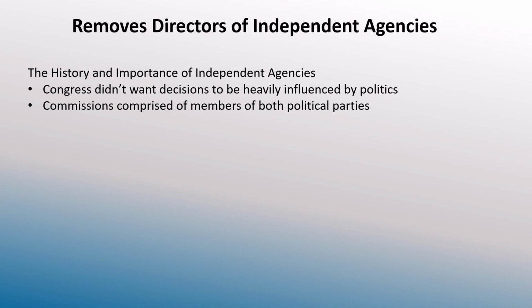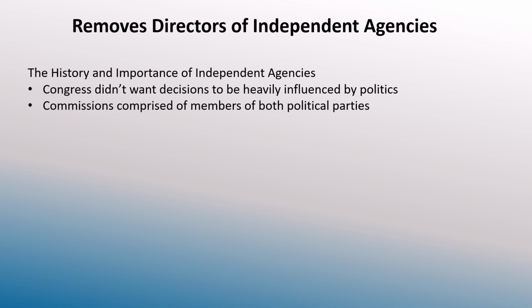Railroads had transformed the economy and were relied upon by businesses. Congress at the time didn't want politics to get in the way, so they created an independent agency, which consisted of members of both political parties. The goal was independence from politics, stability, and continuity. It should be noted that the terms of the directors of these agencies overlap presidential terms.